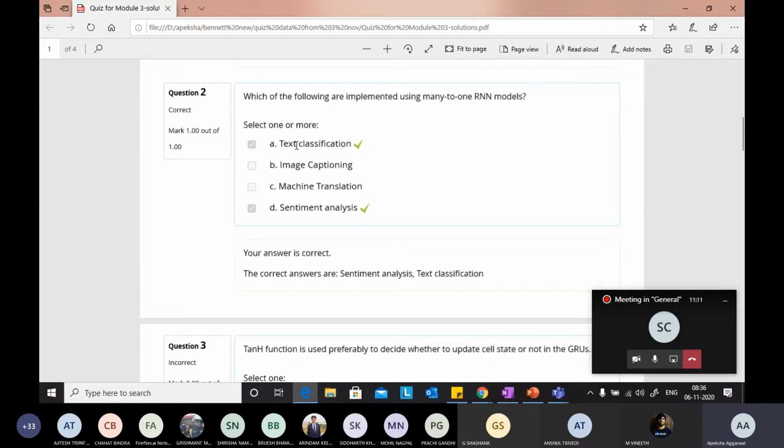Text classification is classifying text into multiple categories, like okay, this text belongs to news, this to some other category. So that is class 1, class 2, up to 10 classes, like that. So text classification is many to one. And sentiment analysis: input is text and output is sentiment, positive, negative, yes, no, or some numerical value. So it's many to one.